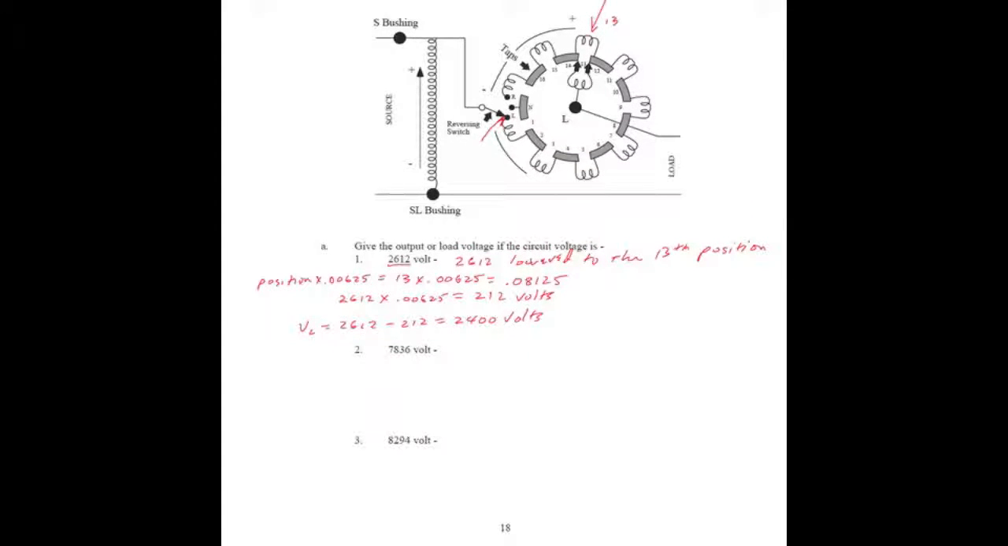We can go ahead and do the same thing for number 2. You have 7836 volts lowered to the 13th position. So that will be 7836. Well, let's back up here a little bit.